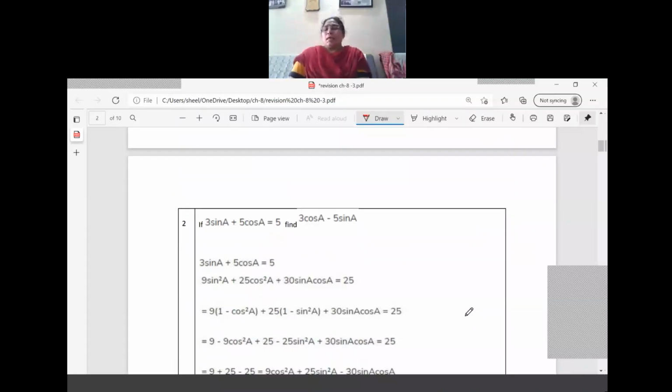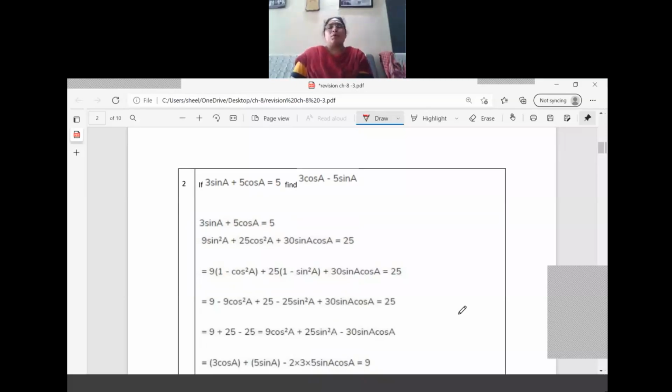Next question. If 3 sin a plus 5 cos a equals 5, find what 3 cos a minus 5 sin a is. Here one is plus, another one is minus only. For all this type of questions, usually we can go for squaring on both the sides.